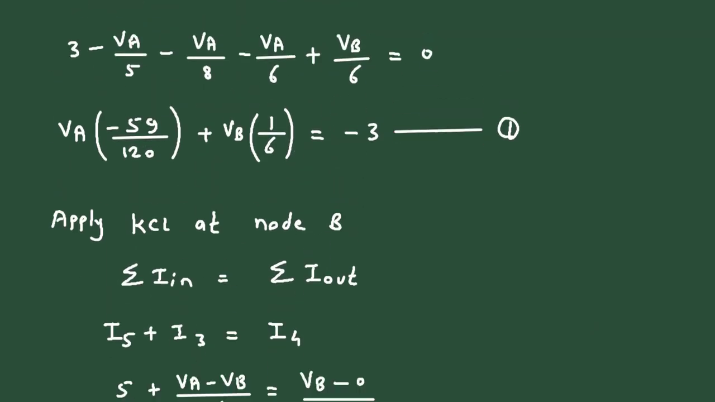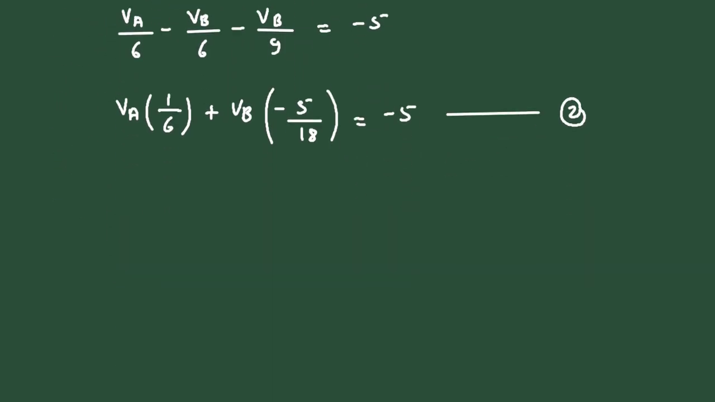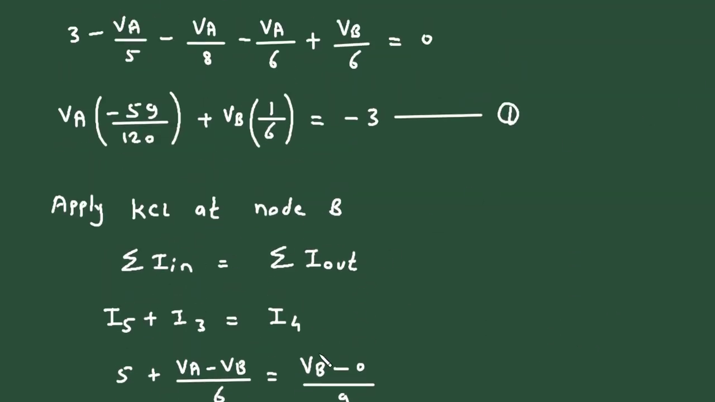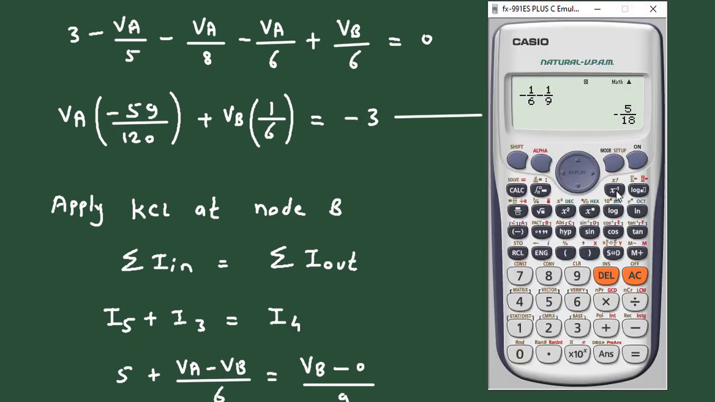Now we got two equations, equation number 1 and equation number 2. So solving equations 1 and 2, we get the determinant with minus 59 divided by 120, 1 by 6, and minus 3.